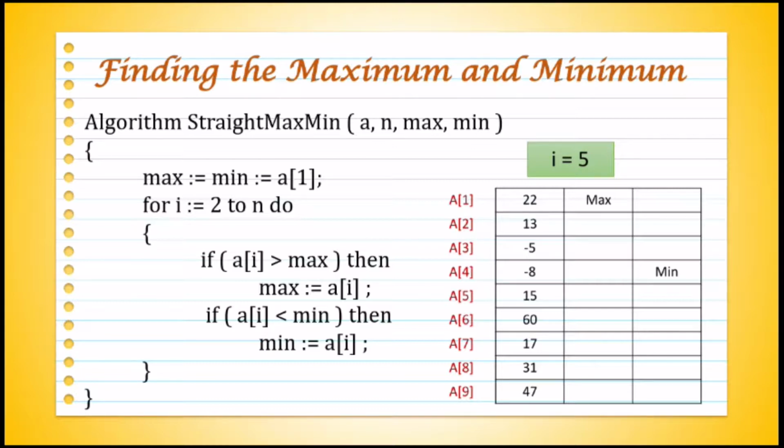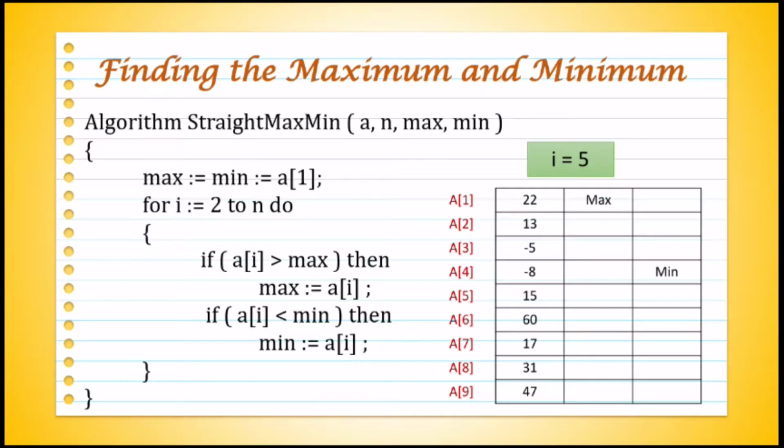So a of i is what? A of 5. So in a of 5, the value which is stored is 15. So is 15 greater than the max value, that is 22? No, the condition is false. So we will go for the next if statement. So a of i, that is 15, is less than min. So again even this condition is false.